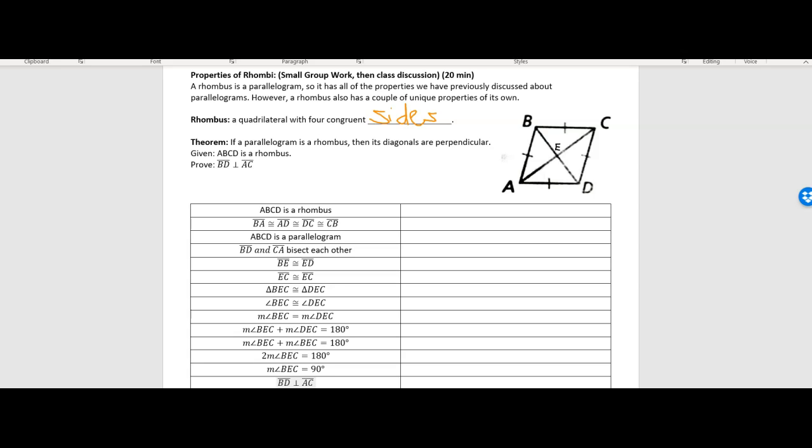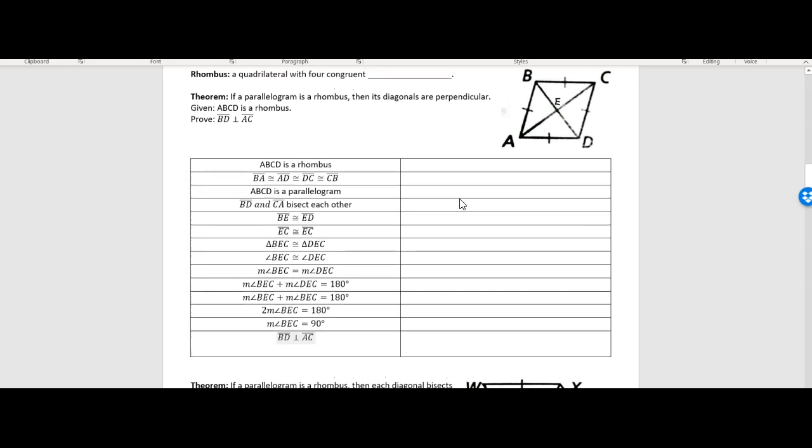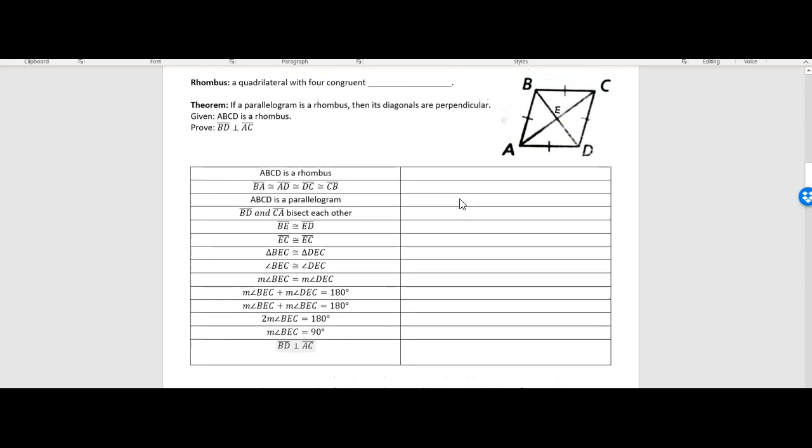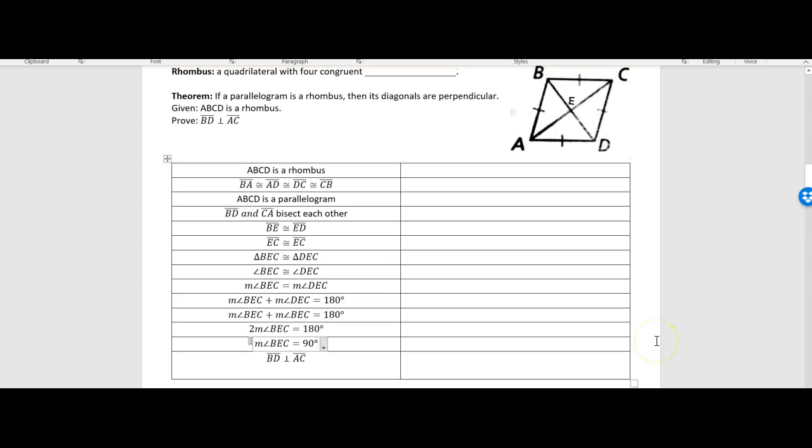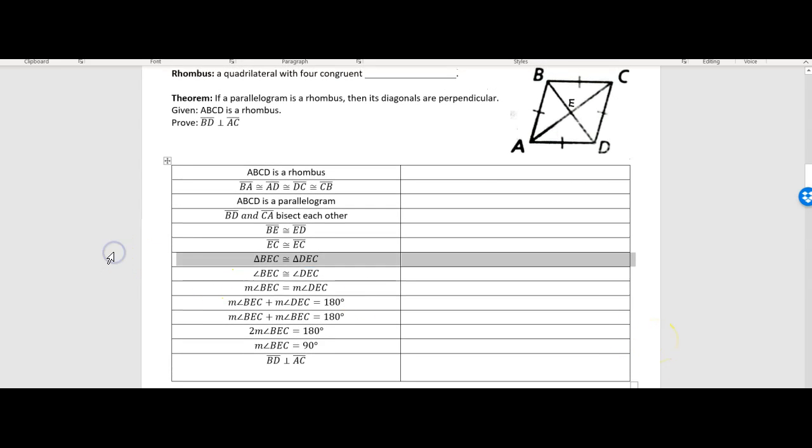The theorem that we are trying to prove here is that if a parallelogram is a rhombus, then its diagonals are perpendicular. So we want to prove that these diagonals are perpendicular. Go ahead, pause the video, see if you can fill in those statements, and then come back and see how many you got right.